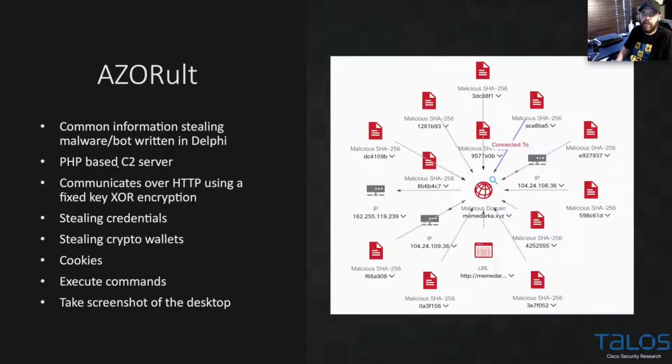Azerult was another payload that was being distributed in these campaigns. It's one of the most common information stealers that we see on a regular basis. It features a PHP-based admin panel and command and control infrastructure. In this particular case, communications to C2 were taking place using a static XOR encryption key. So Azerult is an information stealer. It can be used to steal credentials, cryptocurrency wallets, cookies, and other things that may be of value to the adversary.